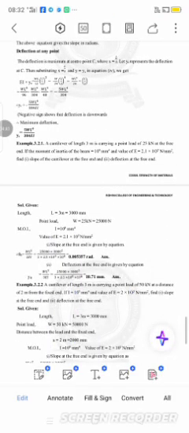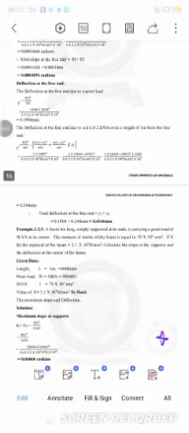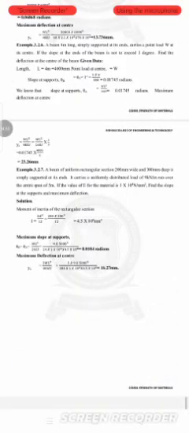These are the numerical problems using the above conditions for different support cases and different loads. Thank you.